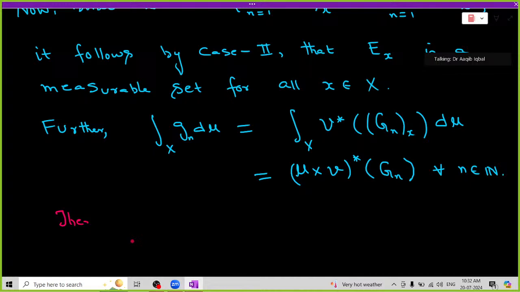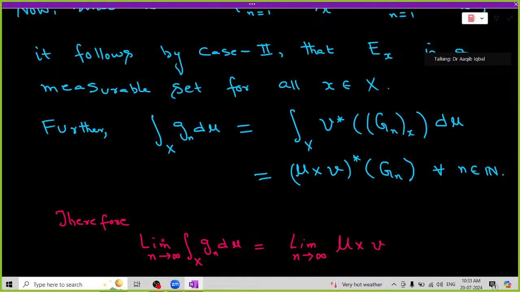Therefore, what will be the limit of these integrals? Limit n goes to infinity of the integral over x of gn d mu will be the limit n goes to infinity of mu cross nu star of Gn, because the integral is equal to mu cross nu star, so the limit of integrals will be this. Now what will you do here? Tell me which result is applicable here.